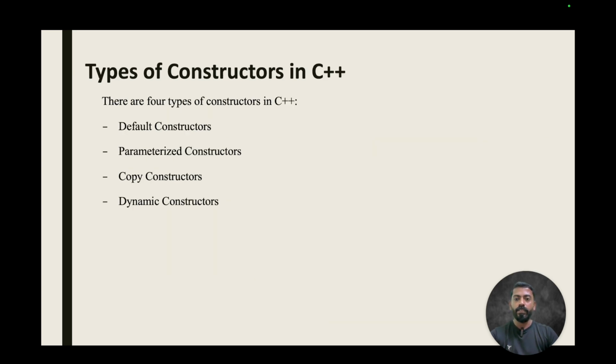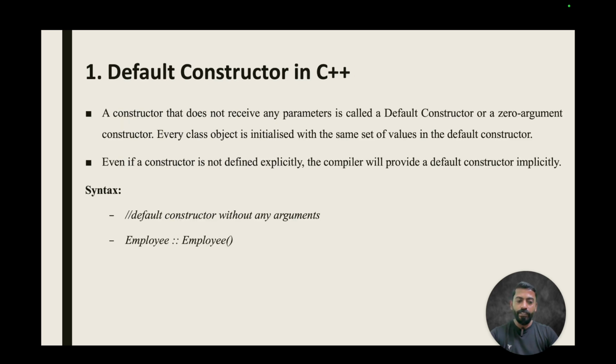Types of constructor in C++: default constructor, parameterized constructor, copy constructor and dynamic constructor. Default constructor: a constructor that does not have any parameter is called a default constructor, and it will not allow receiving any parameters inside the parentheses. Every class object is initialized with some default values with the help of the constructor. Even if the constructor is not defined explicitly, by default the compiler will take the implicit constructor, which is called a default constructor. So the default constructor does not have any parameters.